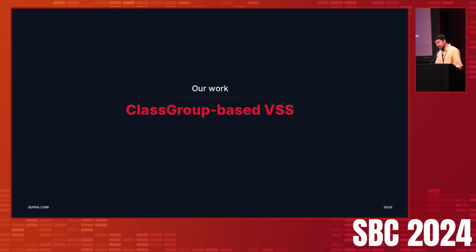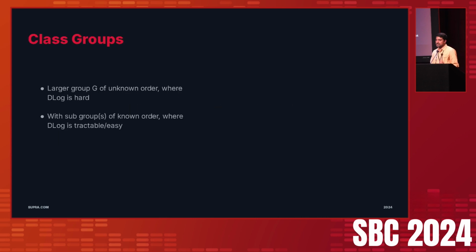So enter class groups. For the purpose of this talk, we can think of class groups as large groups with unknown order where discrete log and even DDH is hard. But they have subgroups where discrete log is tractable and solving discrete log is easy.